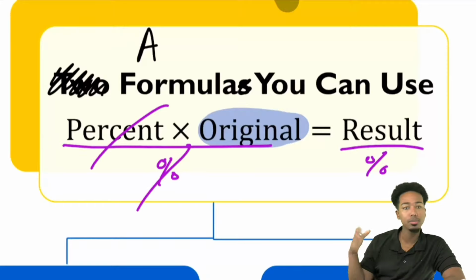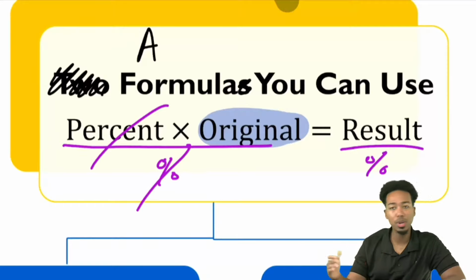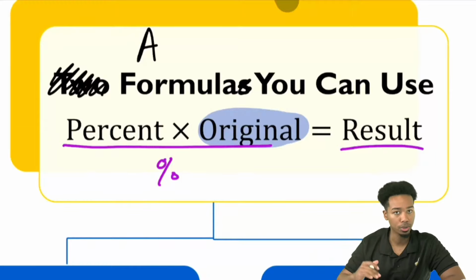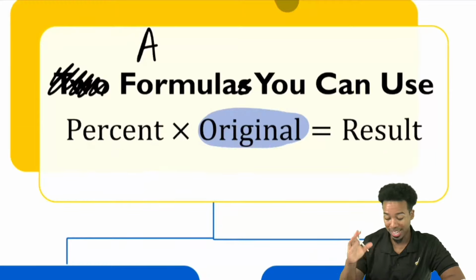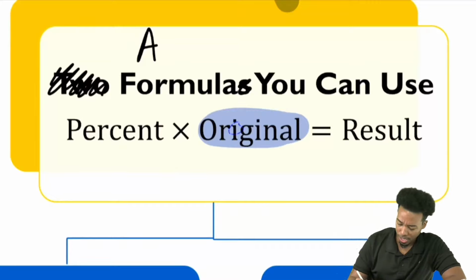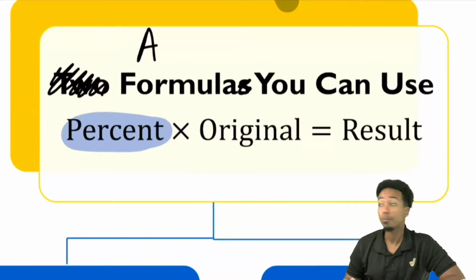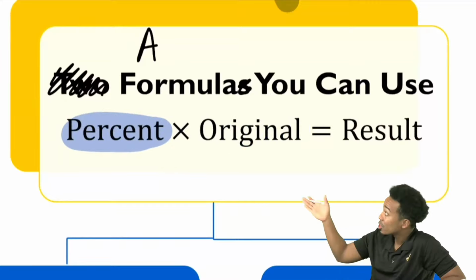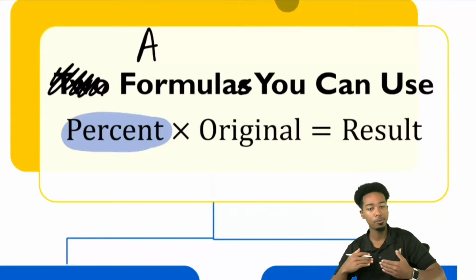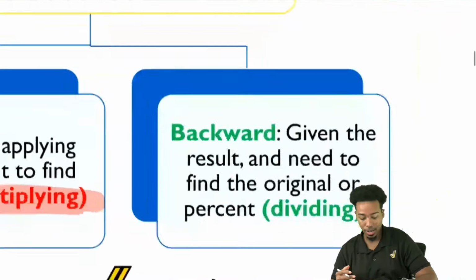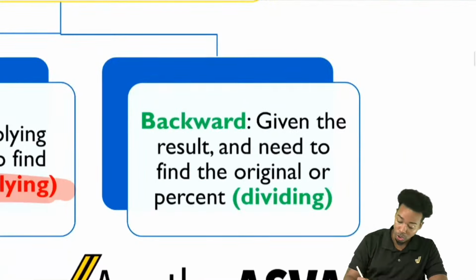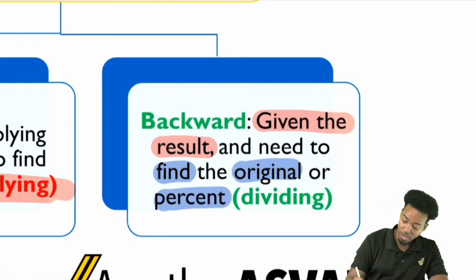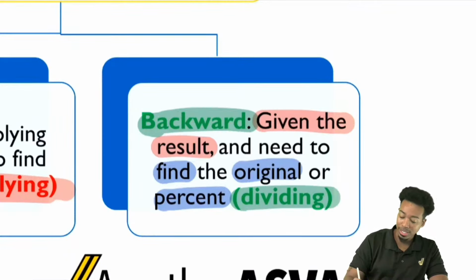And that would go ahead and do its thing. But in either situation, let's say you're looking for the original, or excuse me, the percent actually. If you're looking for the percent, well, guess what? That original amount is still being multiplied there. And that's why we've got to work backwards by dividing it out. So in either case, if you're given the result and you need to find the original or percent, that's why it's working backwards. That's why you are dividing.